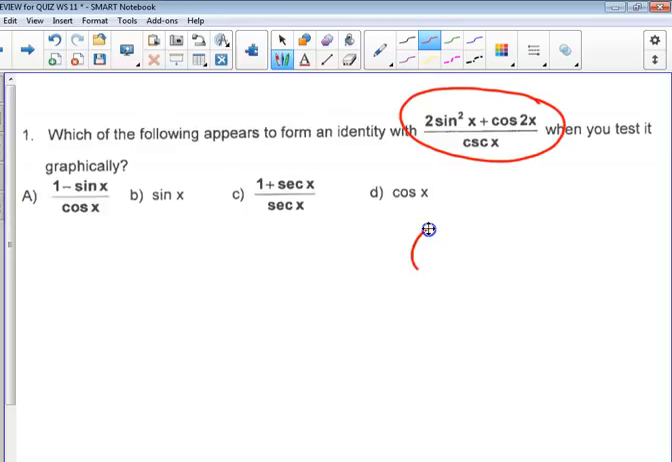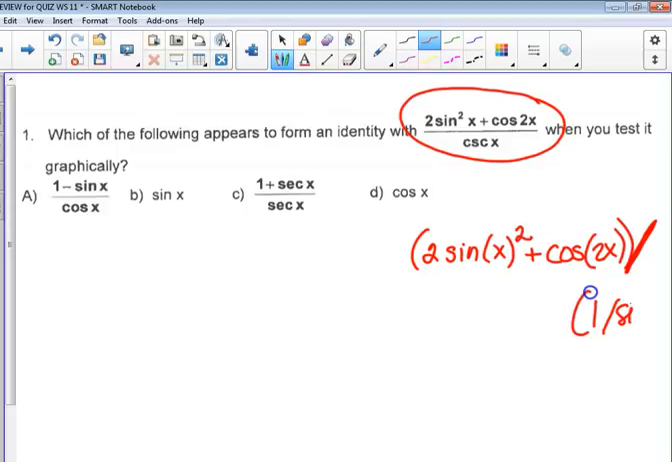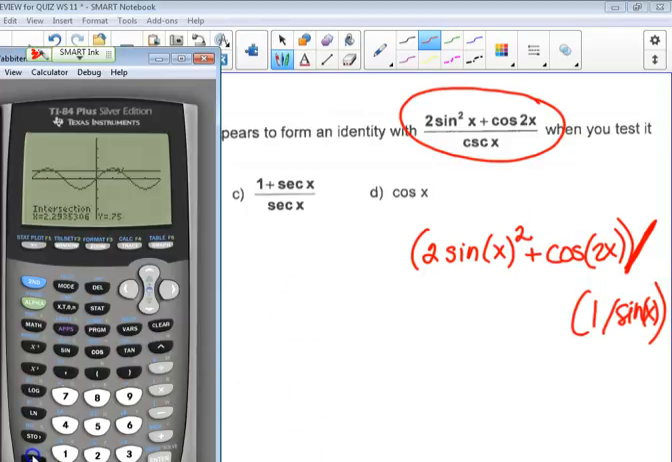I'm going to go parenthesis, 2 sine x and close your parentheses before you square it, plus cosine of 2x, close both parentheses, and then divided by, and how are we going to put cosecant in? Yes, 1 divided by sine x. All right, so that's a lot of parentheses. Let's try typing that in. What mode do we need to be in?